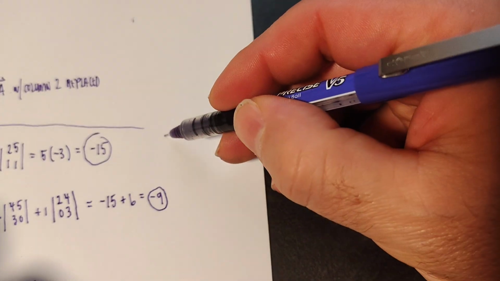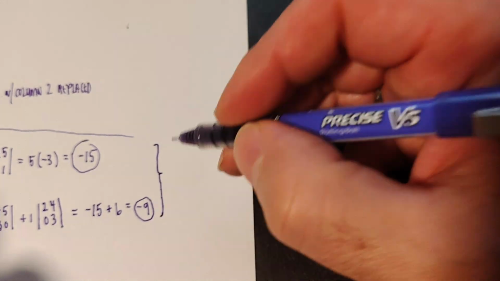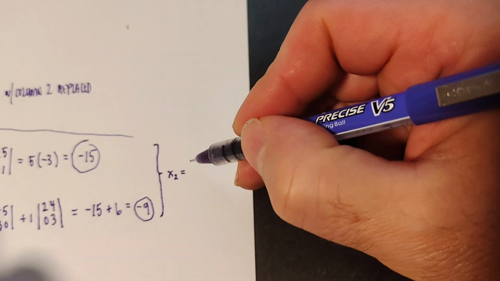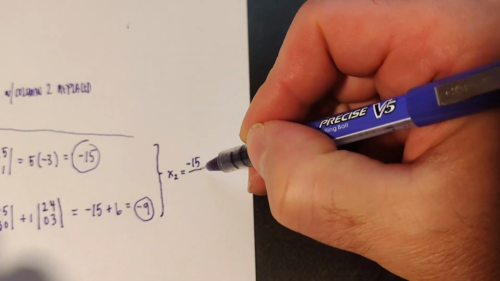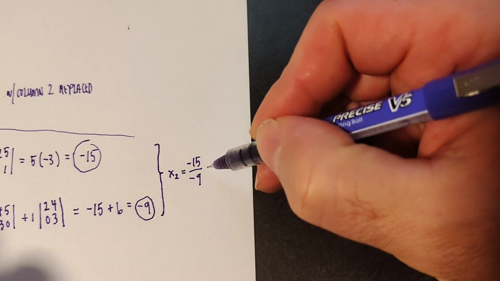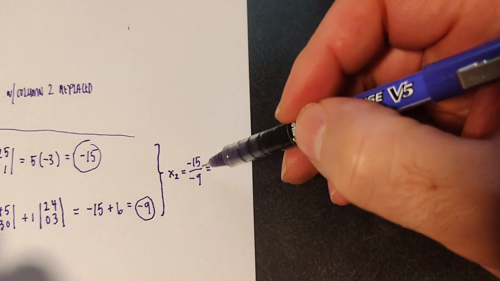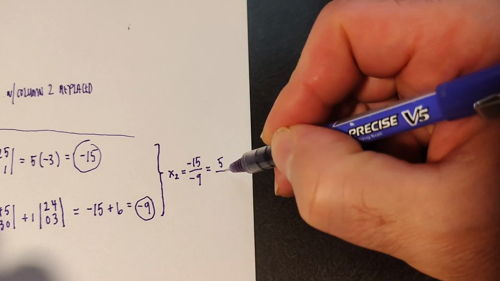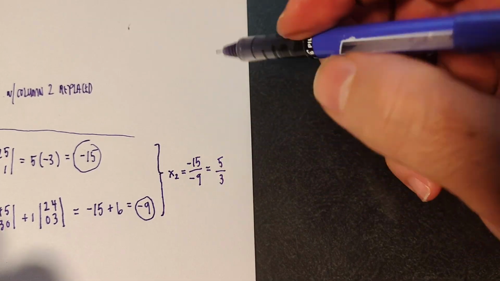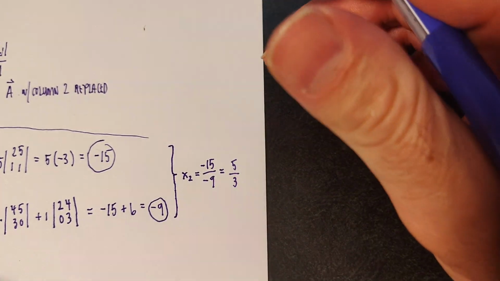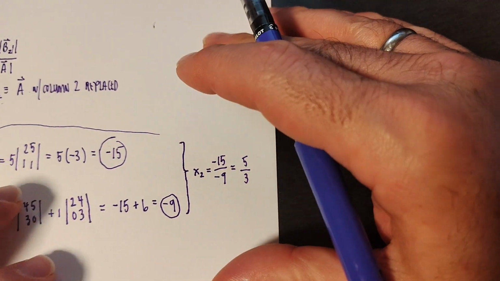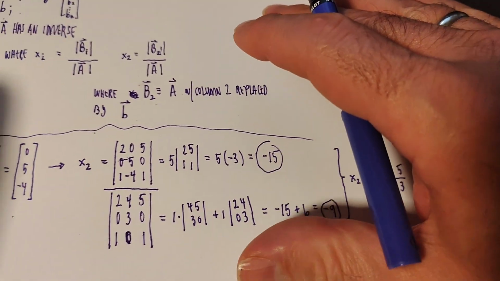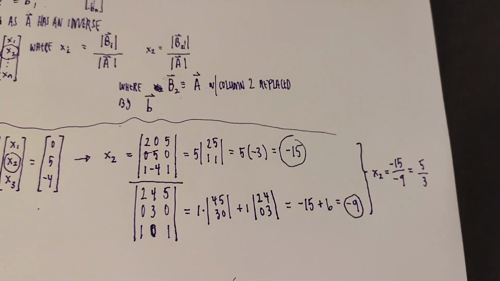So that tells us that x2 is equal to -15 divided by -9, which can be simplified to 5/3, right? Which I believe is the answer that we got from earlier on when we did this using just the basic inverse, right?